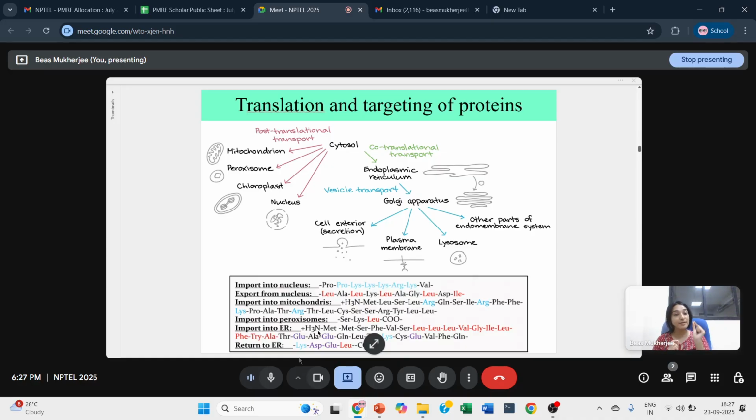Okay. Now for import into different organelles, what should be the signal sequence? For import into the nucleus, the signal sequence is proline, proline, then three lysine, and then arginine, lysine, valine. So basically from here, you just have to remember which residue is getting repeated. For example, for import into the nucleus and export from the nucleus, what is the majorly repeating residue? These can come as questions in exams. That is how there are signal sequences for different organelles, and these are given here for your reference.